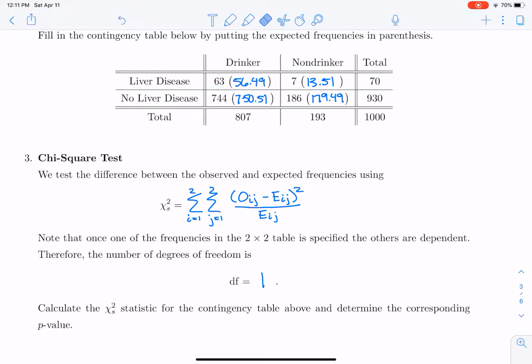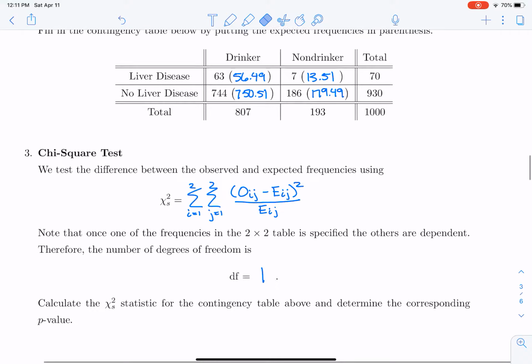So there's really only one independent frequency in this problem. So we call the degrees of freedom in this case 1. Okay, so let's use this table and compute the chi-square statistic.